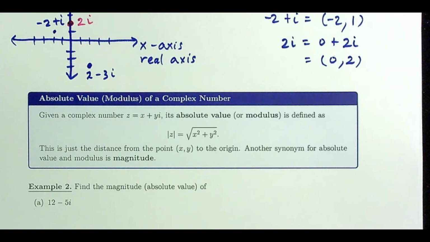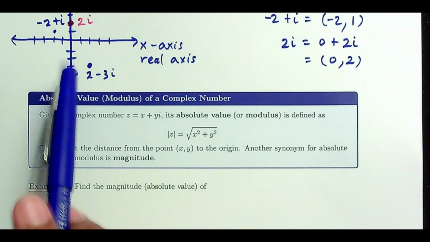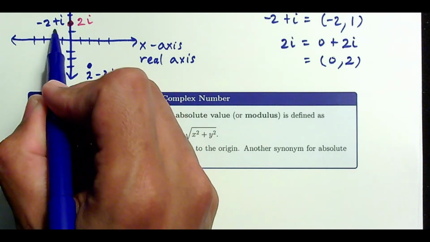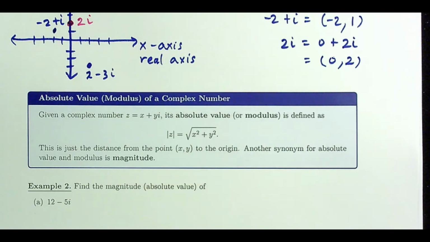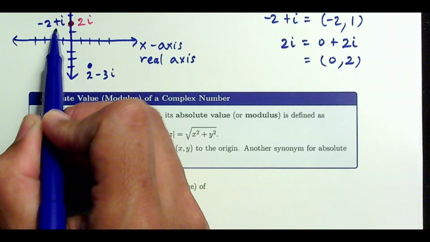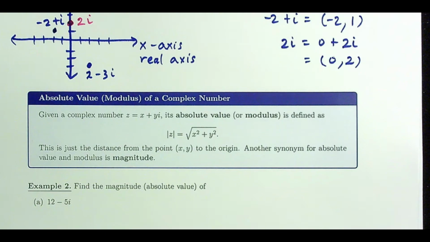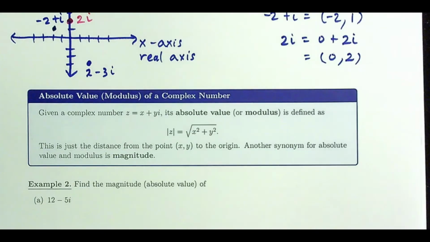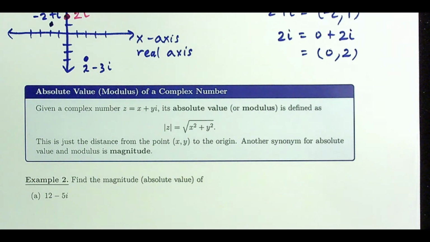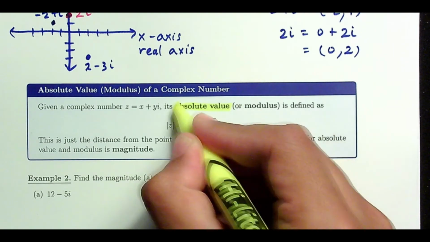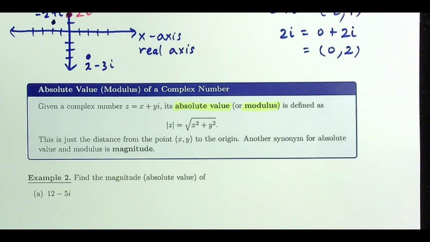Now, because complex numbers are points on the plane, you can talk about the distance from the point to the origin, or even the distance between the 2 points. So what is that distance of a complex number to the origin? We have a special name for that. We don't call it the distance to the origin. We call it the absolute value, or the modulus. The absolute value, or the modulus, is the distance of the complex number to the origin.